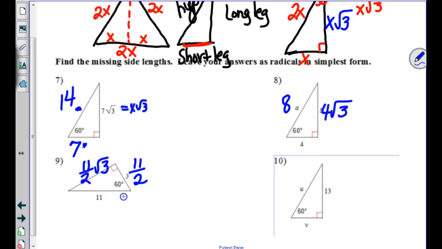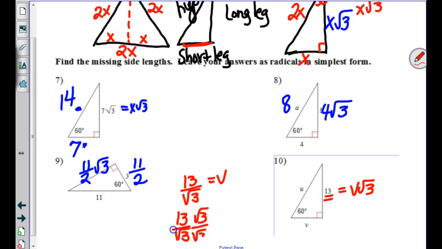All right, this is the icky one that no one wants to have to do because hidden inside of this is a what? Square root of 3, right? This is the short leg times the square root of 3. So what do we have to do? So 13 divided by the square root of 3 will give us the short leg, which is v. I'm not using x because there's a v on this picture. So 13 over square root of 3 times square root of 3 over square root of 3 is 13 square roots of 3 over 3. That's a lovely number.